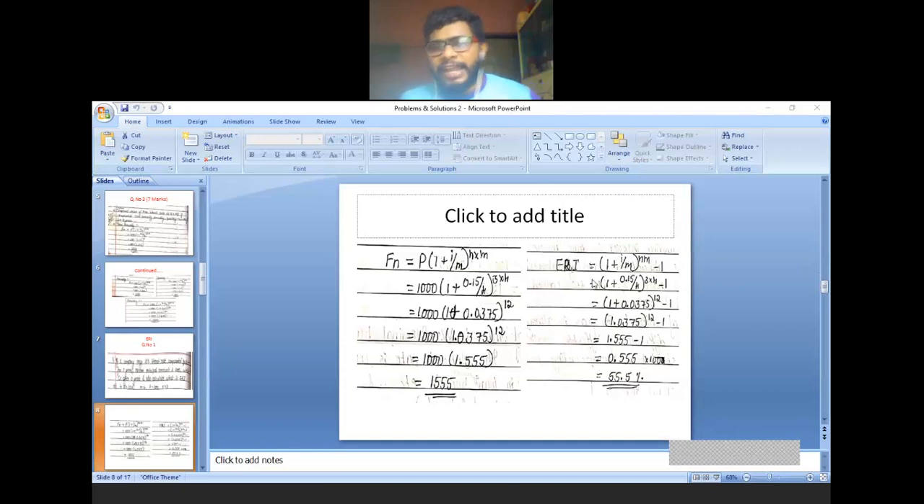Next, ERI calculation, slight difference. P we are not using in the ERI formula, and one more extra calculation is minus 1. So the ERI formula is (1 plus I divided by M) to the power N into M, minus 1. P we are not using in ERI calculation. Now this step and all not required.